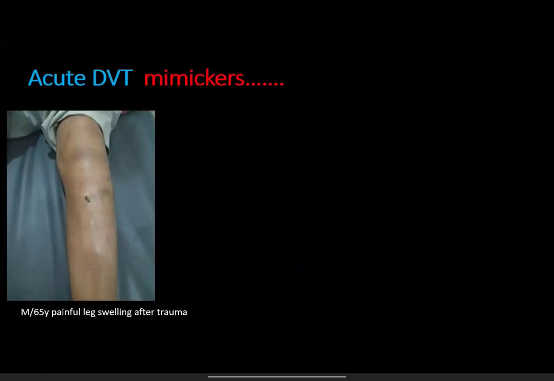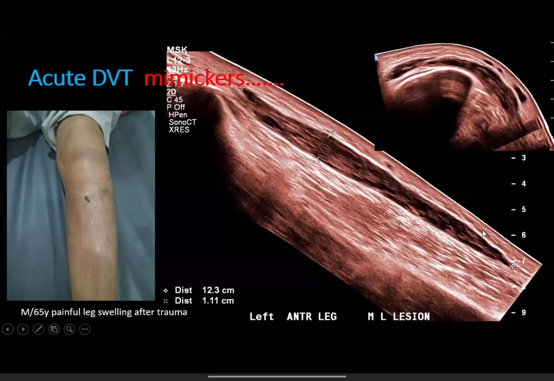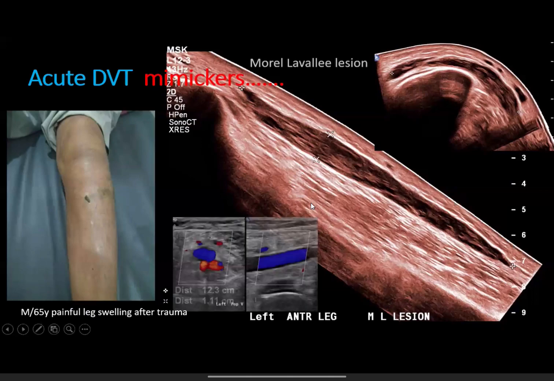Another mimicker is post-traumatic swelling. There is a large subcutaneous hematoma present in the entire leg and calf region. So it is nothing but a degloving injury leading to accumulation of hematoma within the subcutaneous plane because of the degloving injury. It is a classical Morel-Lavallée lesion. The venous system was absolutely normal.